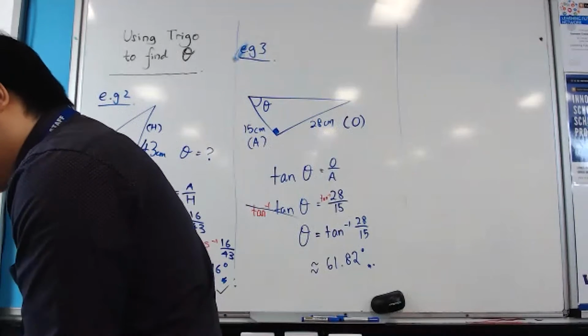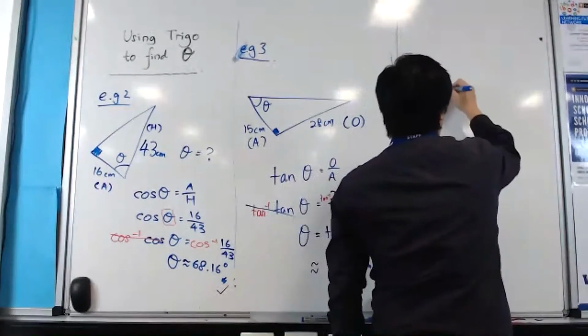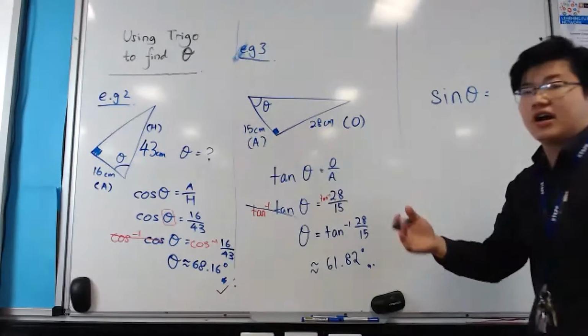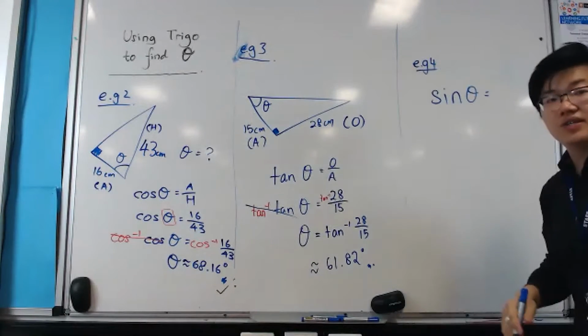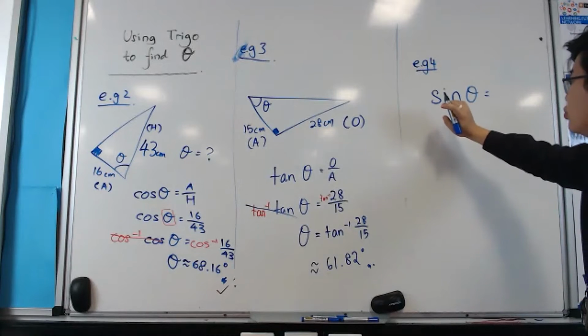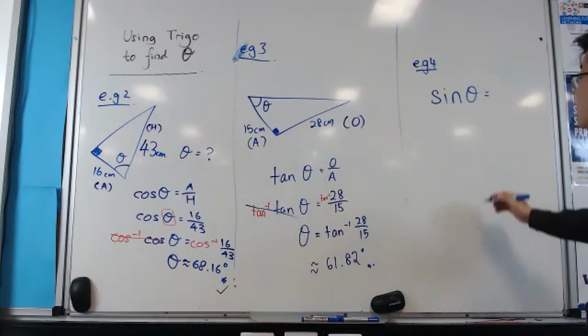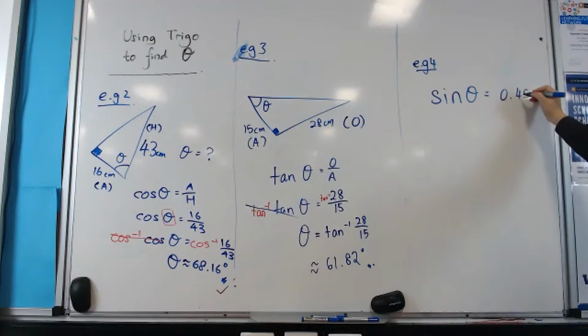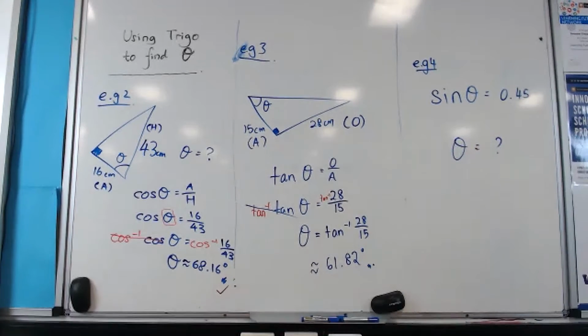All right, our last example here. Okay, what if I tell you that sine theta, now without giving you a triangle, I tell you that sine theta, so this is example 4, and the last example. Now, without giving you any triangles or visual aids, I tell you that sine theta equals 0.45. What does that mean? And what I'd like you to do is find theta. Okay, what does that mean?